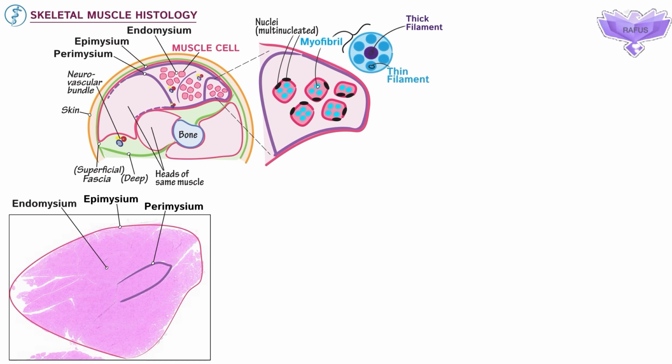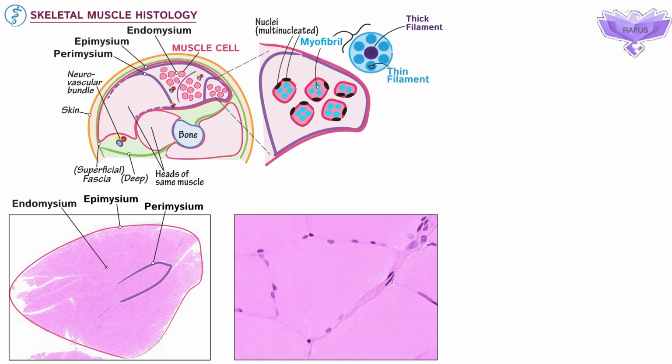Now let's look at a slide of a muscle fascicle. Encircle the muscle cell, which is covered in endomysium. Indicate one of the cell's many nuclei. Try to see the dot-like myofibrils within the muscle cell.